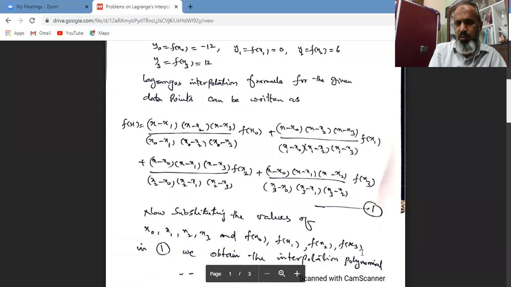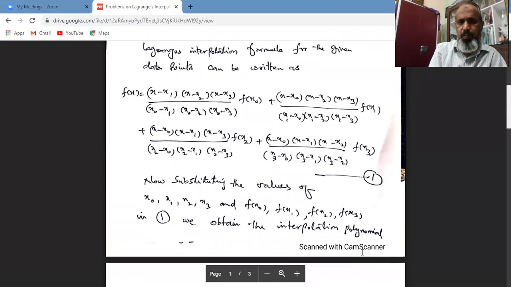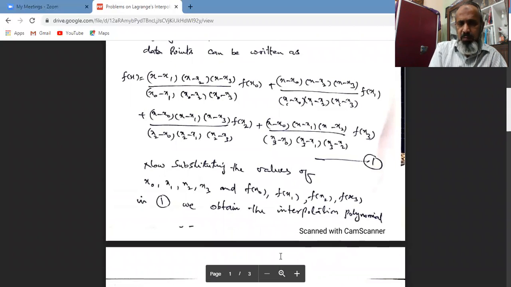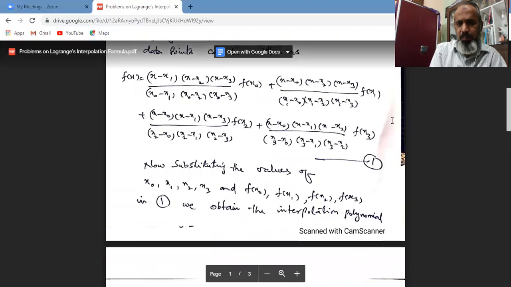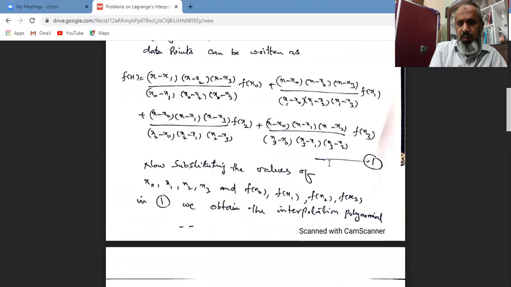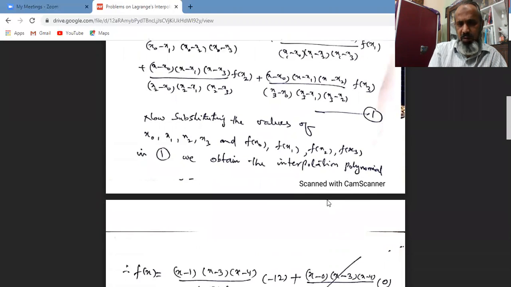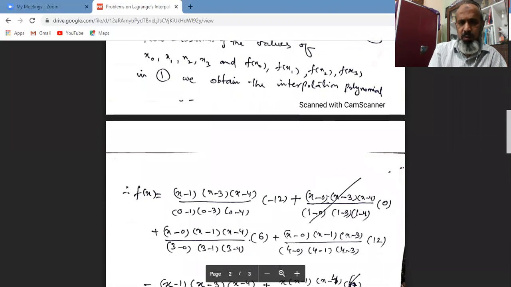So we are writing this function or this polynomial as equation 1. Now we know the values of x0, x1, x2, x3, f of x0, f of x1, f of x2, f of x3. If we substitute these values in equation 1, that is in this polynomial f of x, we get the interpolation polynomial, which is called Lagrange's interpolation polynomial.